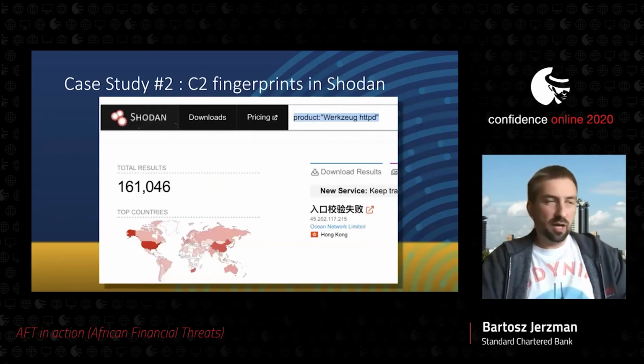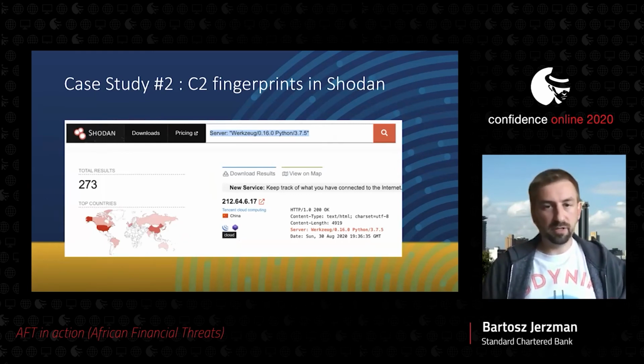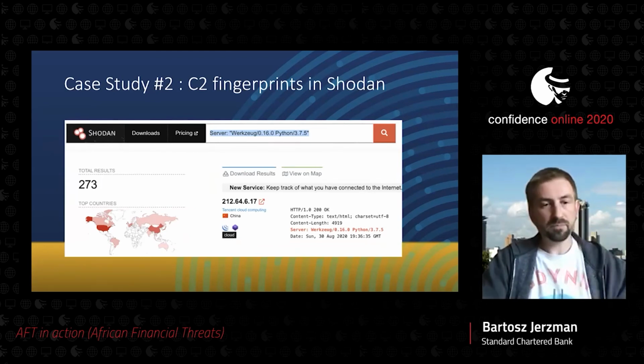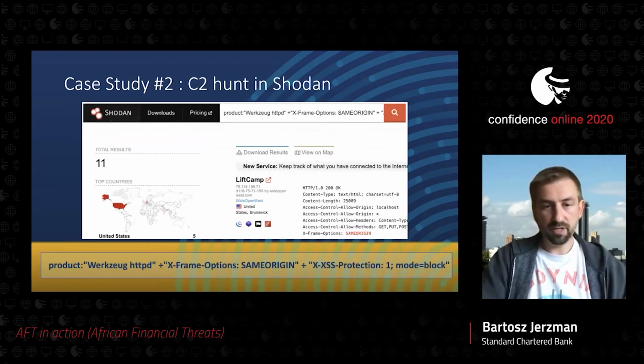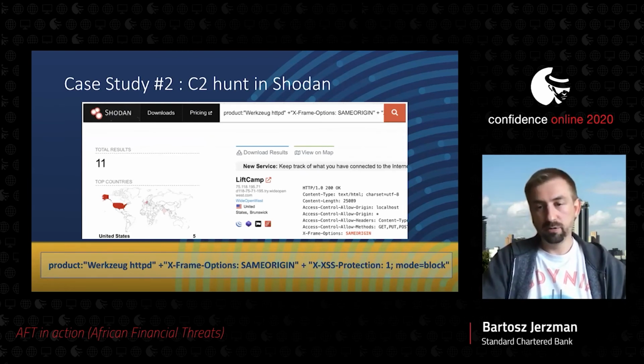When we go further, for example, let's look at how popular this Werkzeug HTTPD is in Shodan. We get a lot of results, but if we focus on the very specific version of this server and use those exact Werkzeug and Python numbers, the number is quite low, almost 300. If we try to narrow down those results and use some HTTP headers which are quite unique for this project, we find 11 results of servers that have headers like X-Frame-Options same origin, or XSS protection with mode block, a quite low number.